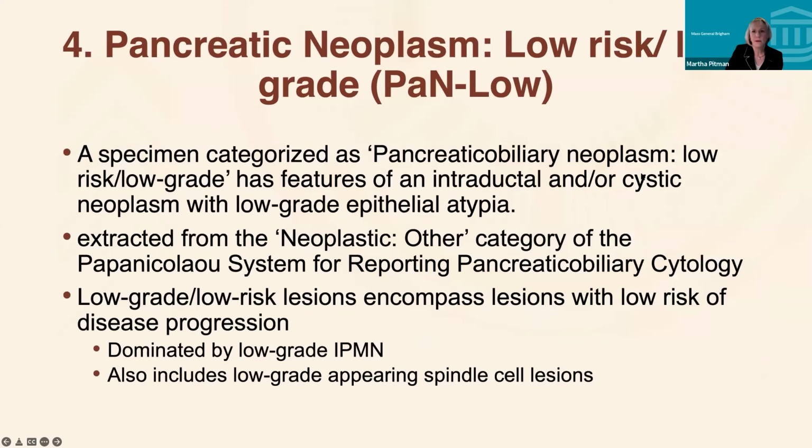So for the pancreatic neoplasm, low risk, low grade, pan-low is one where the features of the intraductal or cystic neoplasm has low-grade epithelial atypia. It's extracted from the neoplastic other category in the PSC system, and it encompasses low-risk lesions that have low risk for progression to malignancy, and it's dominated by your low-grade IPMN. It can also include low-grade spindle cell lesions, as I mentioned in the categories, schwannoma, leiomyoma.